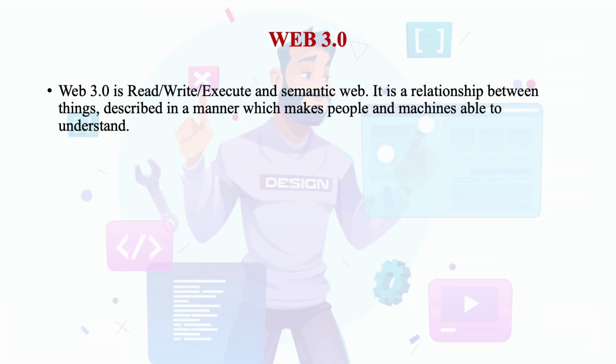When we talk about Web 3.0, which is coming in the near future, some of the applications are already available and some of them are about to come. In Web 3.0, it is completely read, write and execute and is called the semantic web. It is a relationship between things described in a manner which makes people and machines able to understand. So everything works on the basic building block called the semantic web.